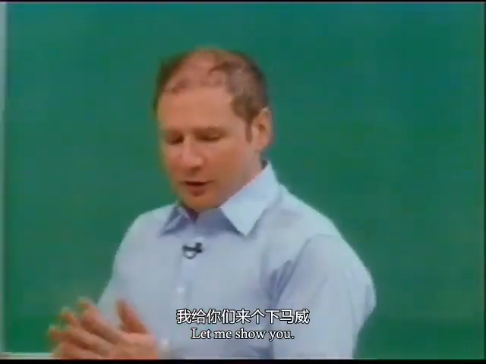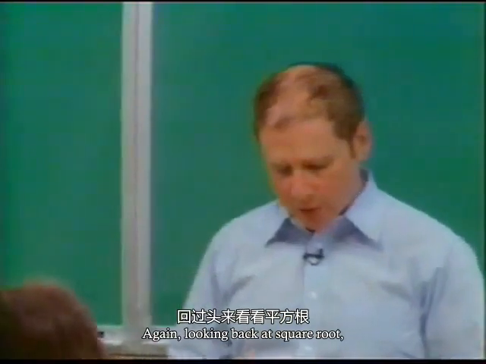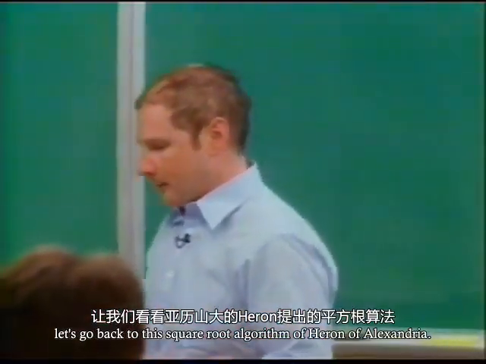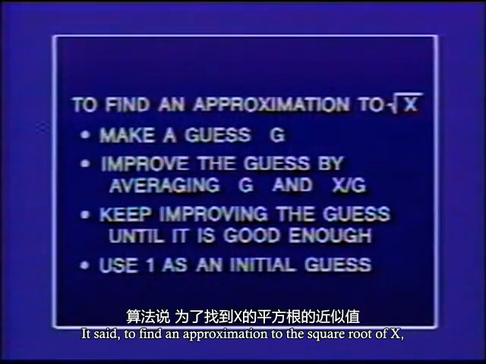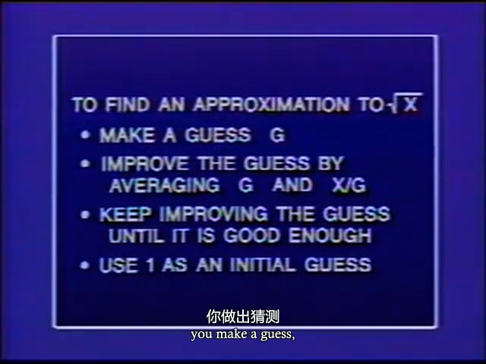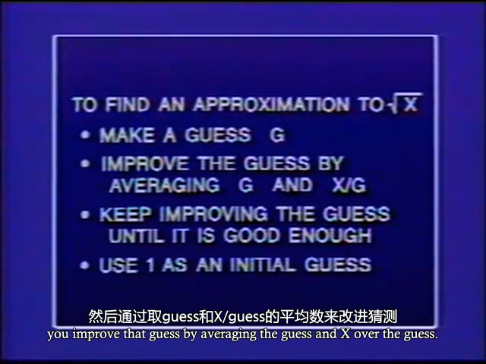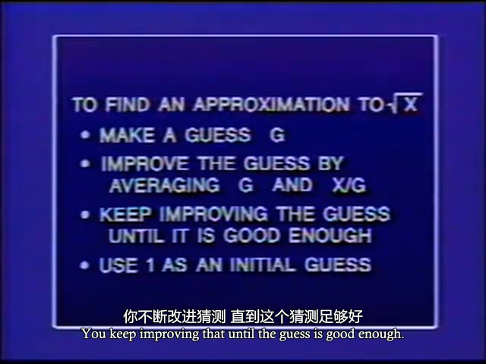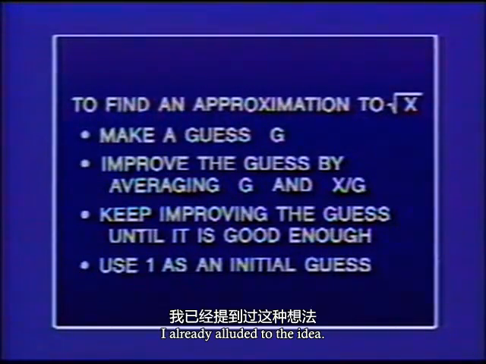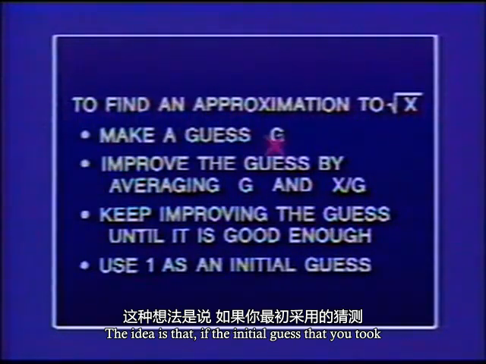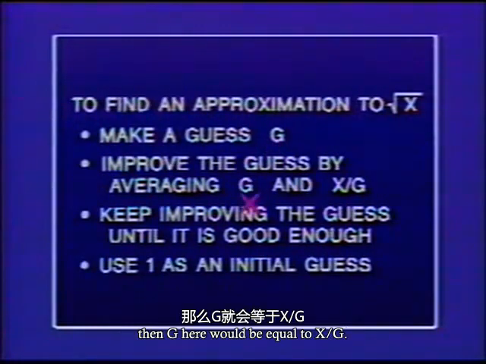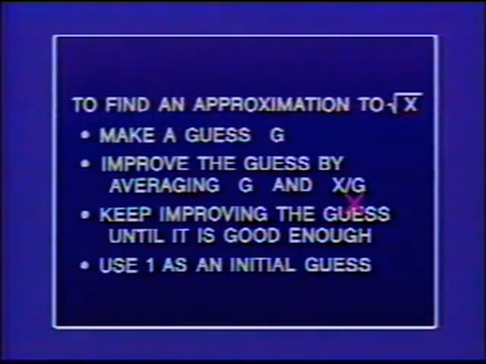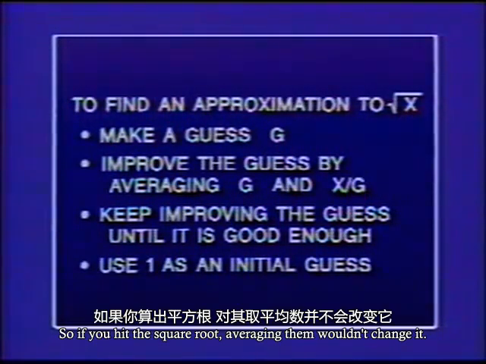Let me show you by, again, looking back at square root. Let's go back to this square root algorithm of Heron of Alexandria. Remember what that said? It said to find an approximation to the square root of x, you make a guess. You improve that guess by averaging the guess and x over the guess. You keep improving that until the guess is good enough. I already alluded to the idea. The idea is that if the initial guess that you took was actually equal to the square root of x, then g here would be equal to x over g. So if you hit the square root, averaging them wouldn't change it.